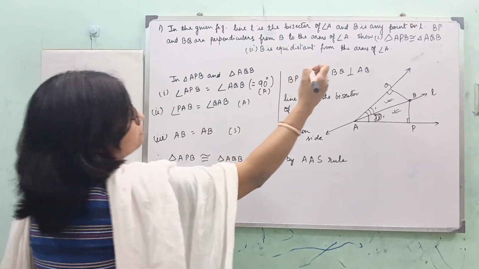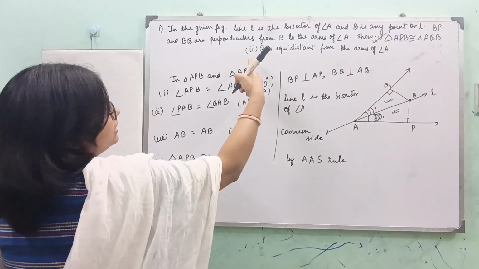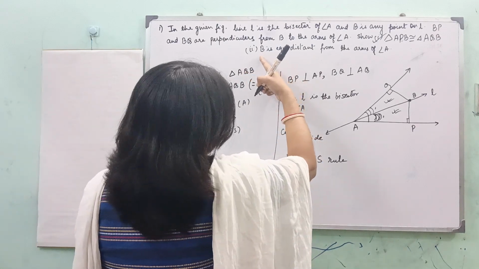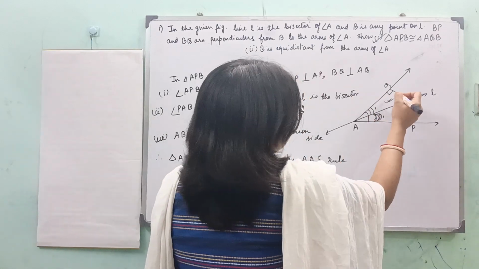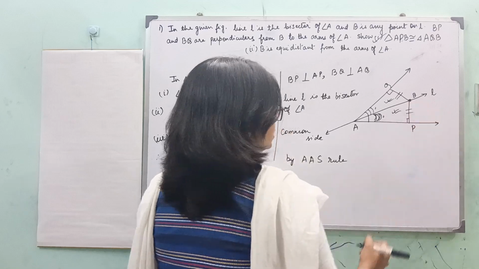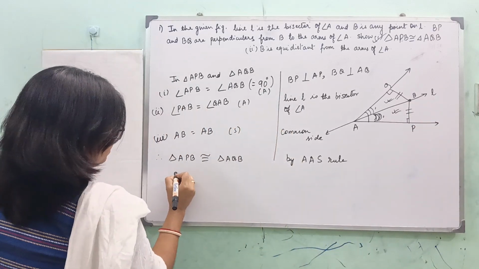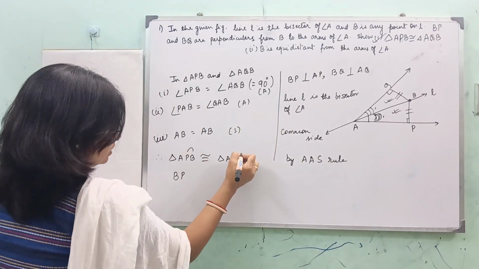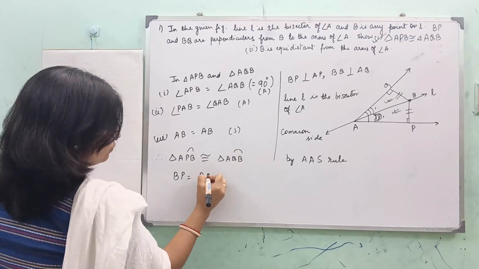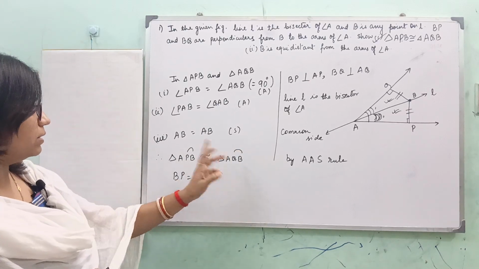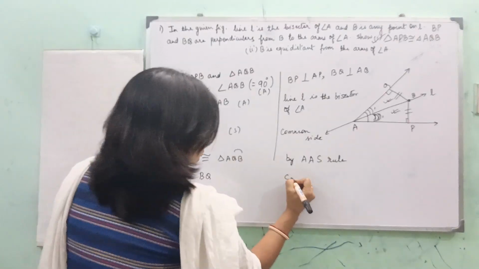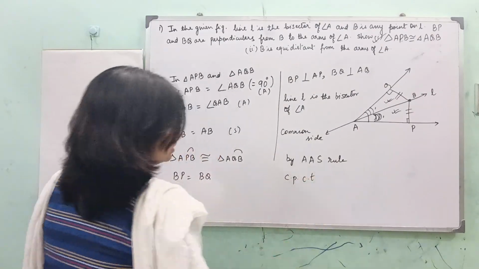The next part, the first part of the question is already done. Second, we have to prove that B is equidistant. So B is equidistant means I have to prove this is equal to this. So naturally BP is equal to BQ, quite evident from the proof itself. BP is equal to BQ. What is the reason? CPCT.